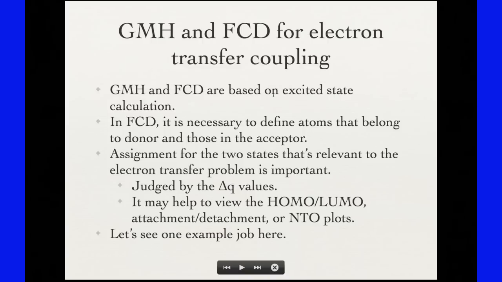Again, GMH and FCD are both based on excited state calculations. In FCD, you need to define atoms that belong to the donor and to the acceptor. So you need to make sure that your donor and acceptor are grouped together in your input. Another important task for the user is the assignment of the two states relevant to the electron transfer problem. You need to figure out which two electronic states are involved in the electronic coupling. Very often we offer you the delta Q value and that will be sufficient. I'll show you an example, but you need to watch the delta Q matrix elements, especially the diagonal ones, and those are your important clue.